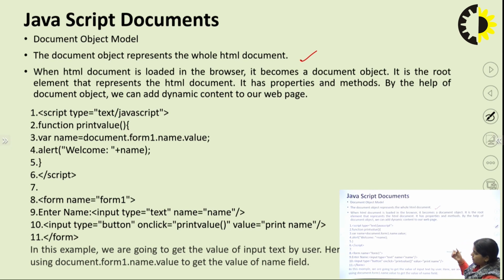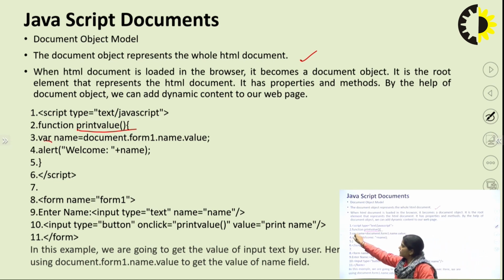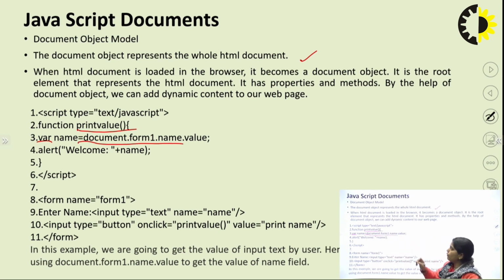Okay, so here is another example of JavaScript. In this we have another function. The name of the function is printValue. We have a keyword var, which is used to declare variables in JavaScript. So var name is equal to document.form1.name.value. Anywhere in the document we have a form1, and inside that form1 we have some value of the name. So we are going to fetch that value from that form1 here.